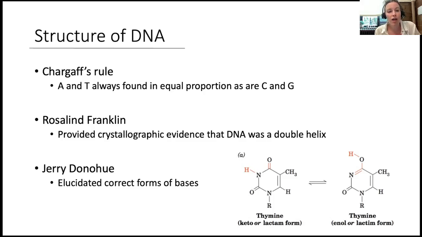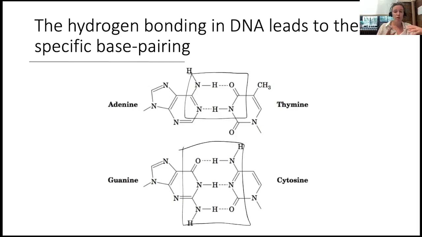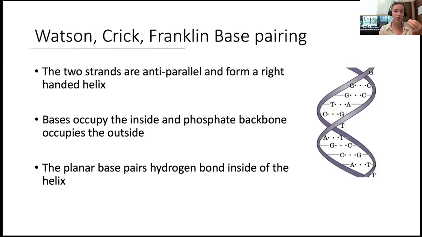Now, why Chargaff's rule? Why are A and T always found in equal proportion to C and G? Well, you probably already knew this, folks, but base pairs hydrogen bond with each other. A and T pair with each other because they can form 2 hydrogen bonding interactions between themselves. C and G base pair because they form 3 hydrogen bonding interactions between themselves. And so all of this information built towards our current understanding of Watson-Crick-Franklin base pairing and the structure of DNA.